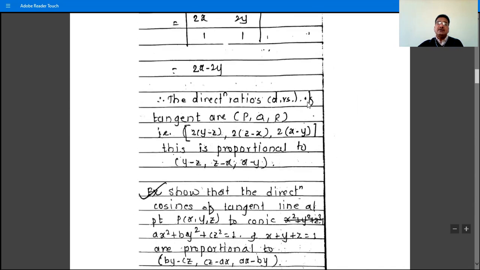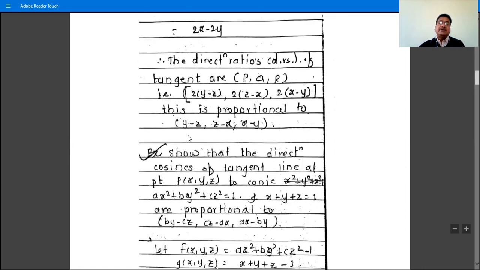And therefore the direction ratios of the tangent to the curve (P, Q, R) are 2(y minus z), 2(z minus x), 2(x minus y). So these direction ratios are proportional to y minus z, z minus x, x minus y. If we multiply by 2, then we have this answer. So these are proportional to this, and proportional means multiples of this.